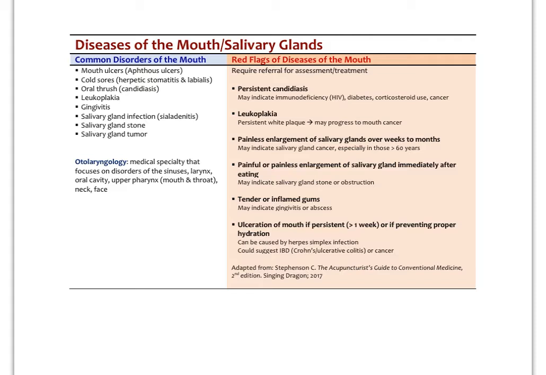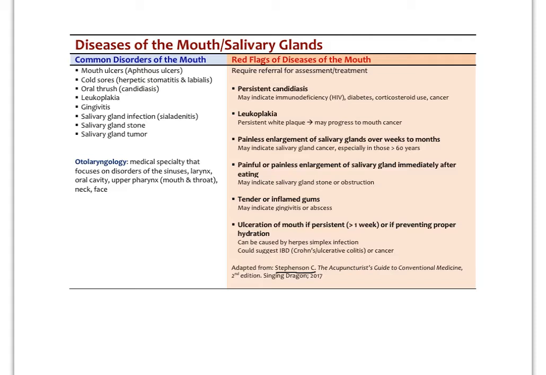Now there are some red flags for the mouth. I just list them here. These tables I've adopted, for full disclosure, from Claire Stevenson's book, The Acupuncturist's Guide to Conventional Medicine. She has some nice tables. So again, this is a good companion textbook to look along here.